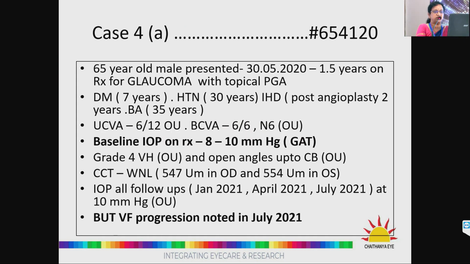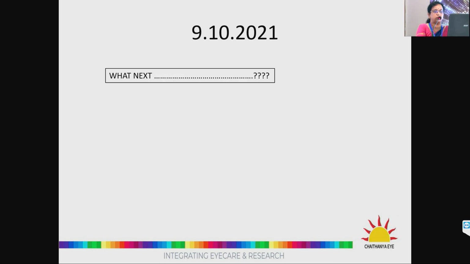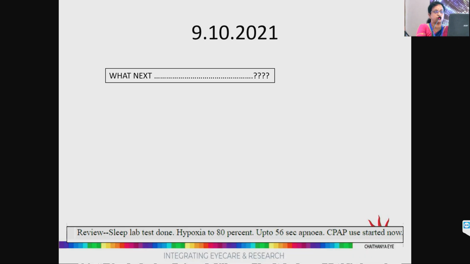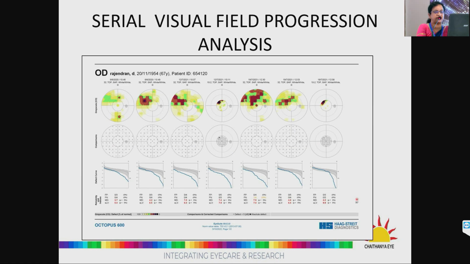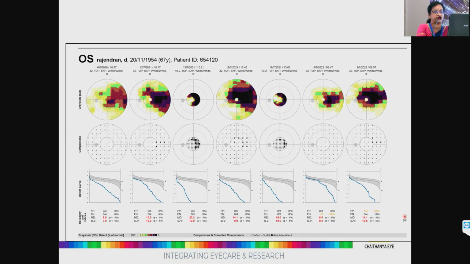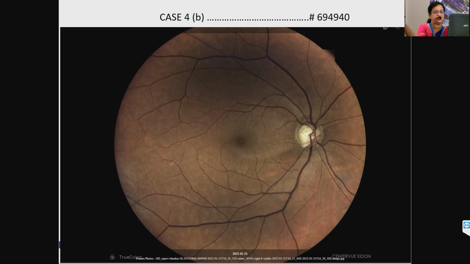Now, this is a patient who was on a PG analog and on treatment had normal pressures of 8 to 10, but by July 2021, that is 1 year with me, was noted to have progressed on fields. So what was done? A sleep test was done, and 80% hypoxia was noted, and the CPAP was started, and with that, we noted a stability in the visual field defect.